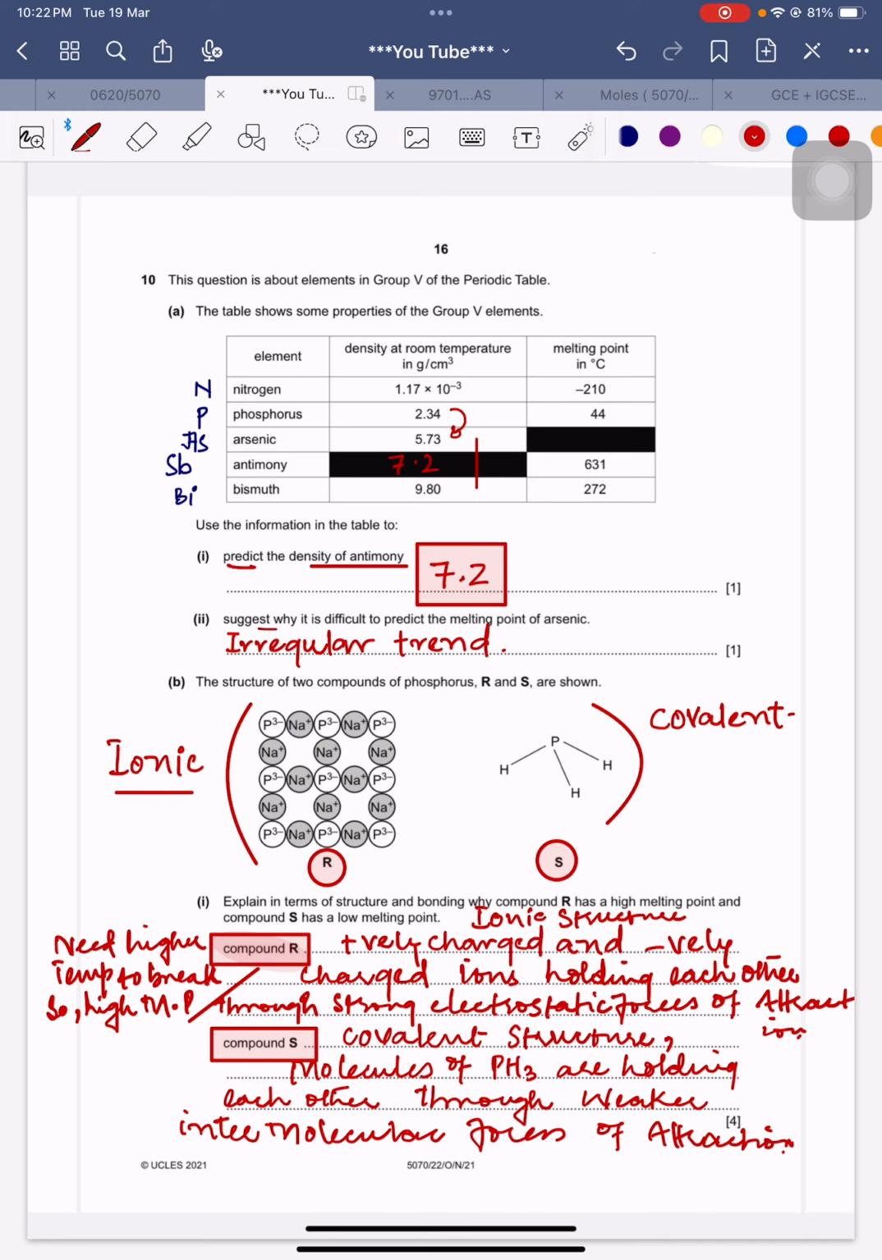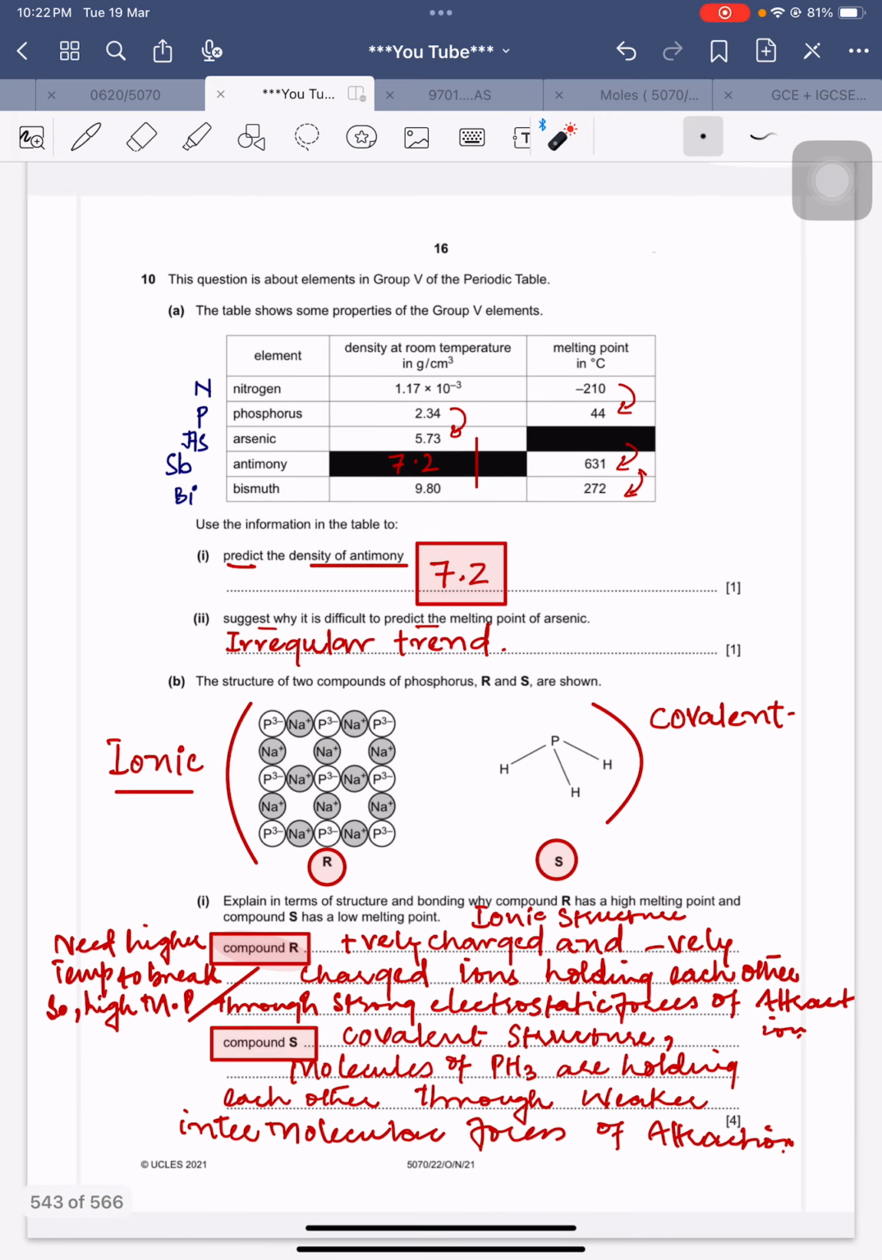Then they are asking, suggest why it is difficult to predict the melting point of arsenic. Guys, can you look at it right now, it is increasing, and then it is decreasing. You can see it is a lesser value. So as there is no specific trend, no specific regular pattern, the answer is an irregular trend.